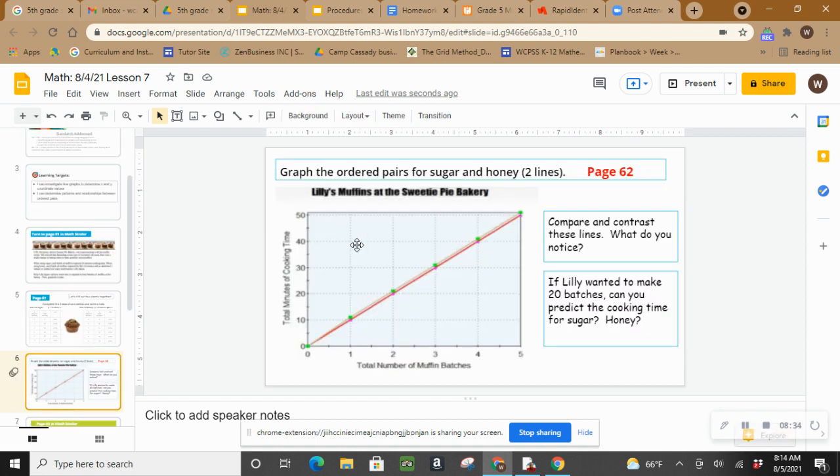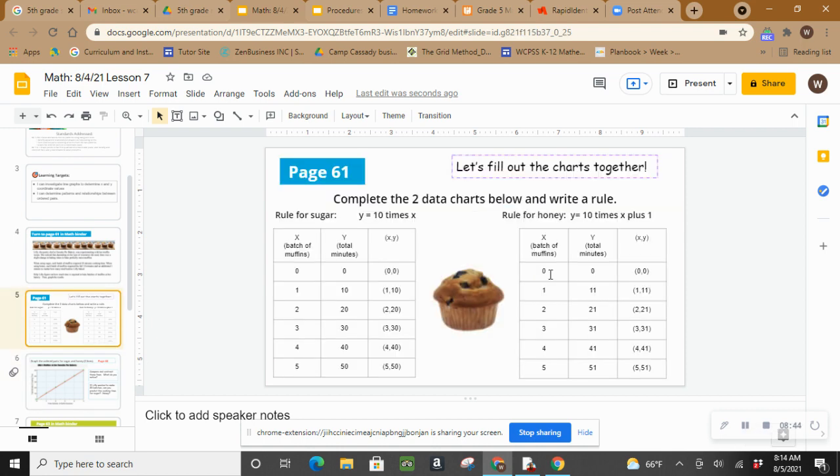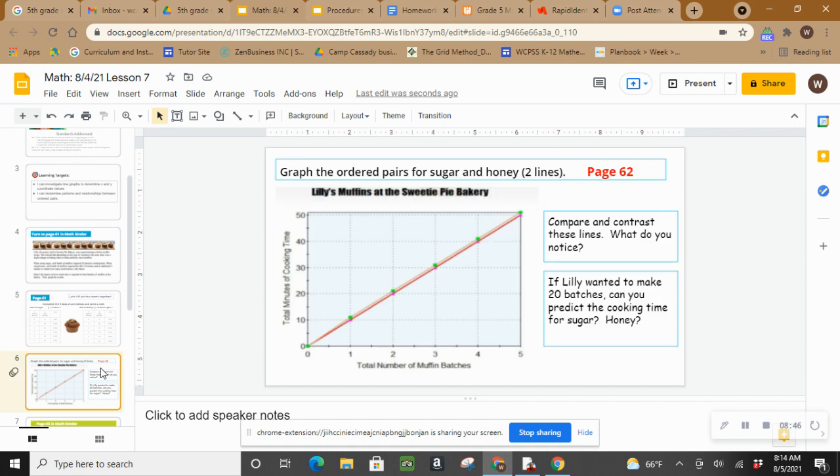So now you need to graph the ordered pairs that you have up here. And your graph should look like this, okay? They're very close because they're only, you see, 1 away. So they should be very close to each other like this. And then you're going to answer the questions on page 62. Remember, anytime you have a question, raise your hand. Make sure your graph is numbered like this. You got 1s at the bottom, 10s on the side, all right? Label total number of muffin batches, total minutes of cooking time.